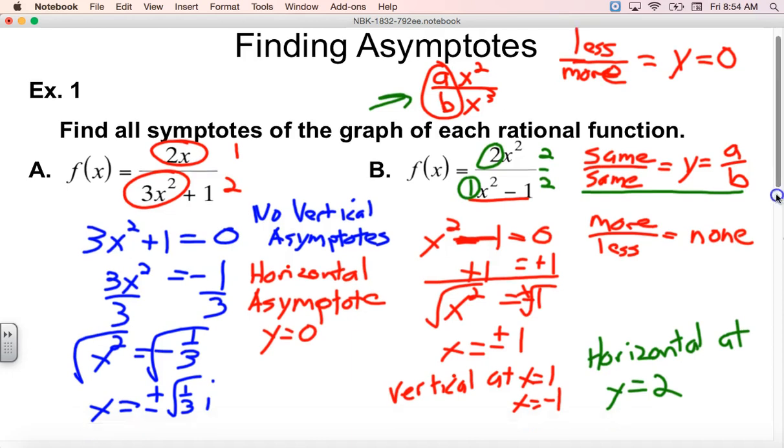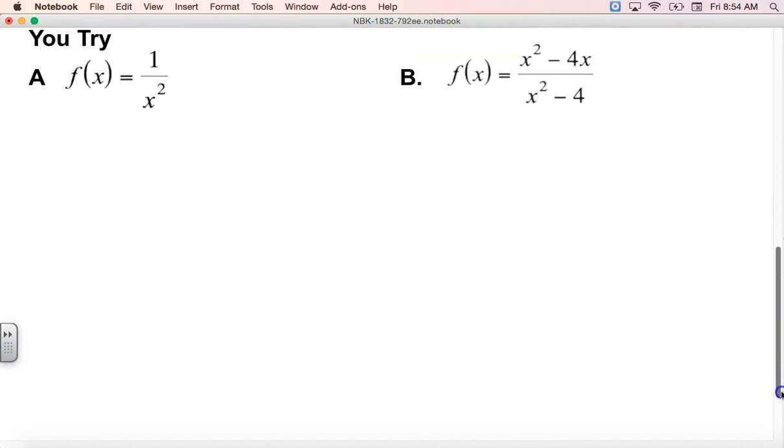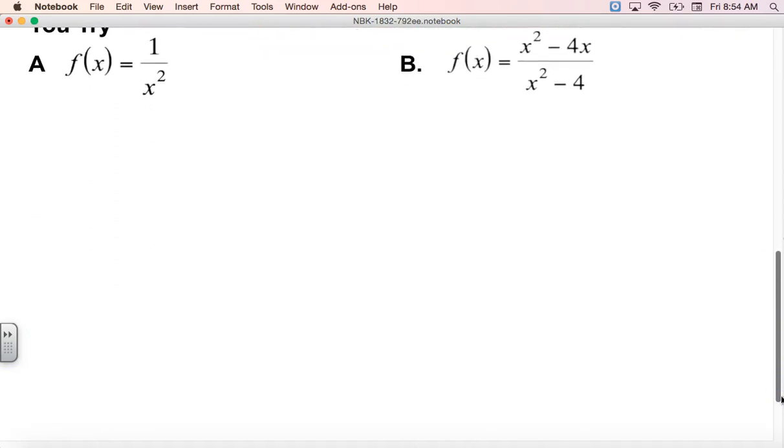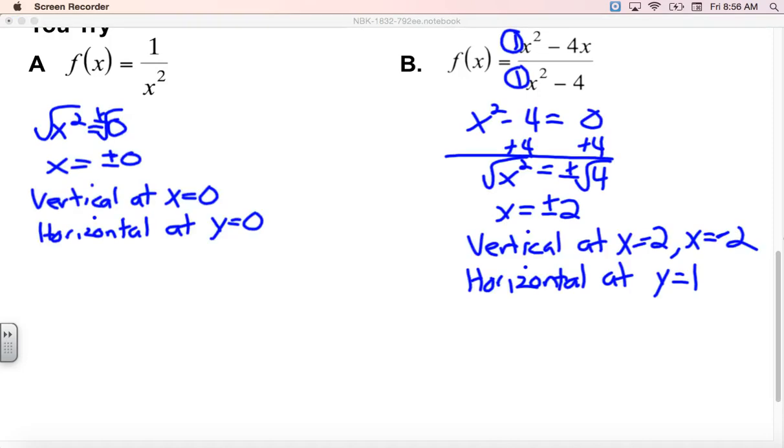All right, so go ahead and pause the video and try these two down here so you can figure out what are the horizontal and the vertical asymptotes. So for the first one, you're going to set x squared equals 0 and solve. Take the square root of 0, you get 0. So you have a vertical asymptote at x equals 0. The degree up top, right, is 0 because there's no x's. So the degree up here is 0. On the bottom, your degree is 2. The degree up top is less, which means you have a horizontal asymptote at y equals 0. So that's all your asymptotes for that one.